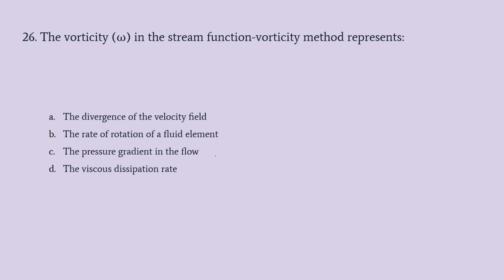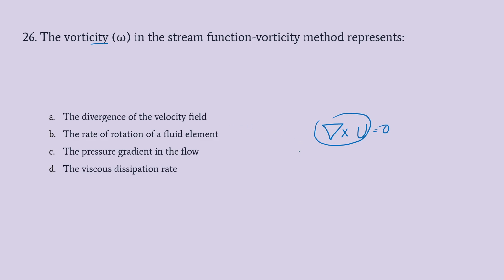If you remember what vorticity is from fluid mechanics, then it is simple. Vorticity is given by del cross u. This is the term given by vorticity. It is a cross product of del and u.